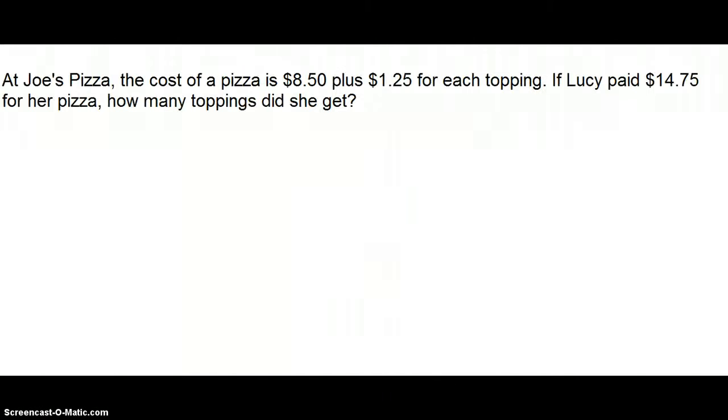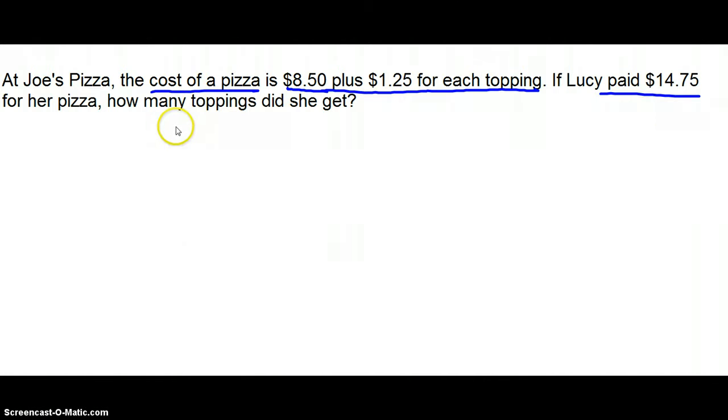Next, we have Joe's Pizza. The cost of a pizza is $8.50 plus $1.25 for each topping. Lucy paid $14.75 for her pizza, and they want to know how many toppings did she get. So let's first underline the important information. Cost of a pizza is $8.50 plus $1.25 for each topping. And then we also need to know that Lucy paid $14.75.